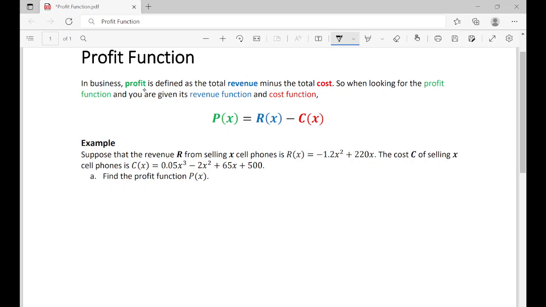In business, profit is defined as the total revenue minus the total cost. So when you are looking for the profit function and you are given its revenue function and its cost function, you can find the profit by just doing R of X minus C of X. So revenue minus cost.